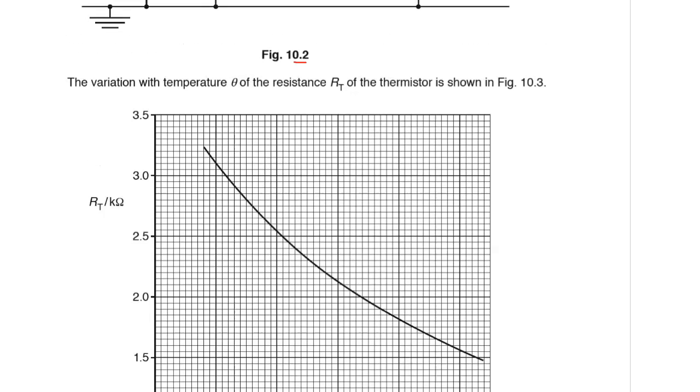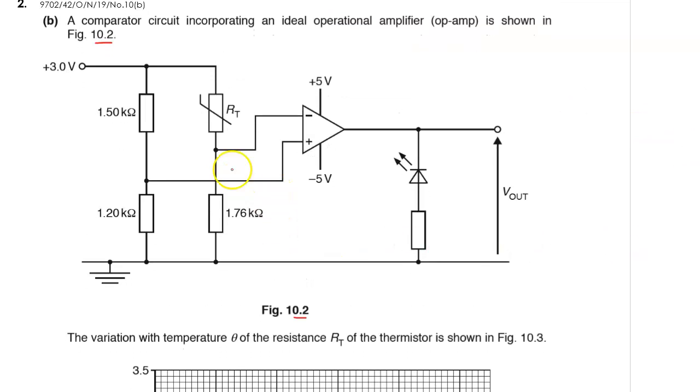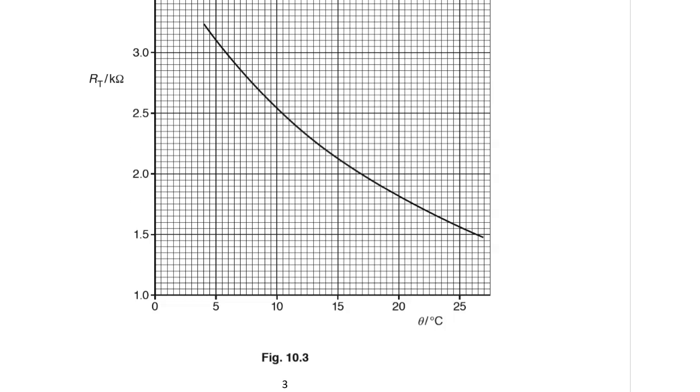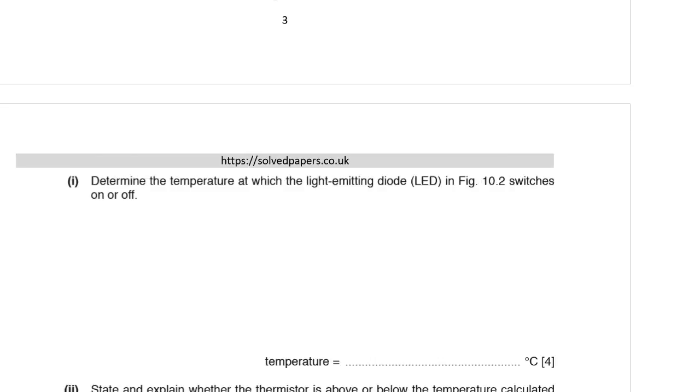conditions are met. So we have here a variation with temperature theta of the resistance RT. RT is right here, which is the thermistor. The variation with temperature theta of the resistor RT of the thermistor is shown in Fig 10.3. This one here, of course. This is the resistance in kilo ohms, and this is the temperature on the x-axis in degrees Celsius. So as temperature increases, the resistance of the thermistor decreases. As usual, that is a negative temperature coefficient thermistor.